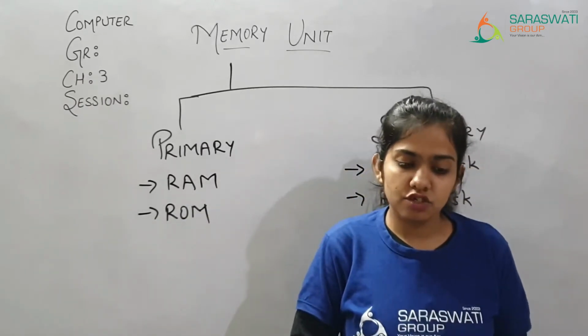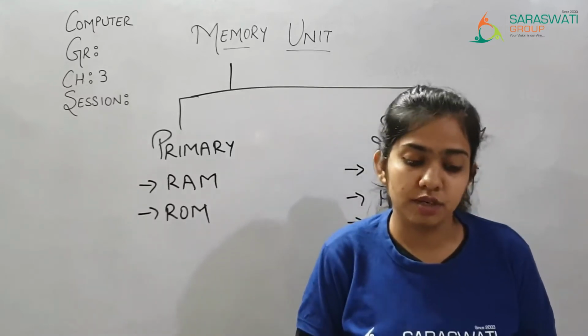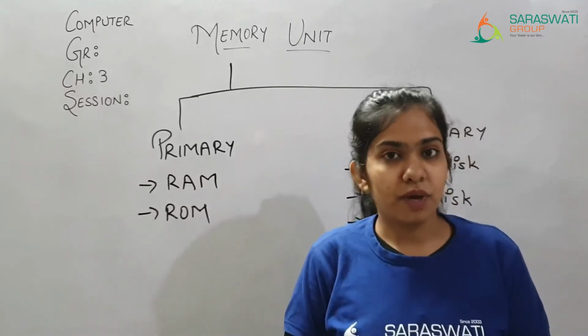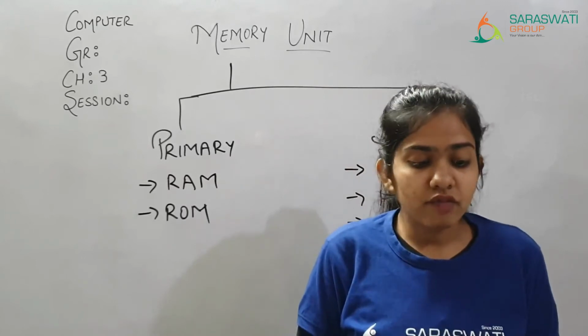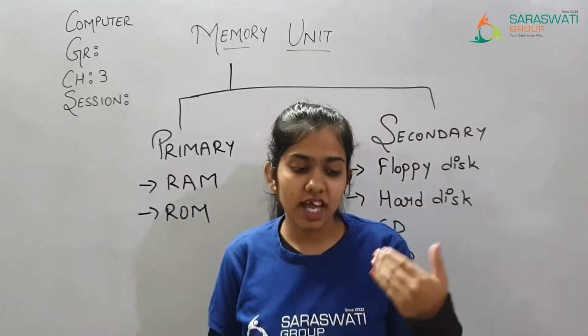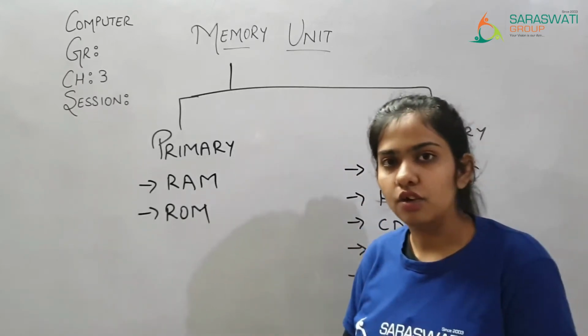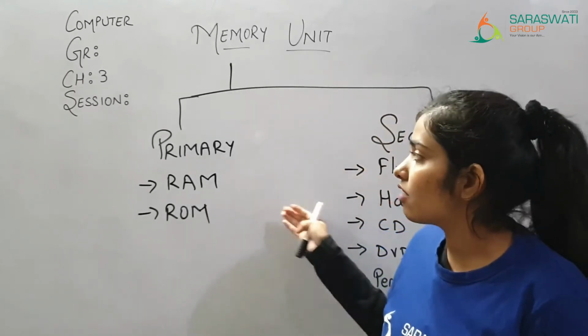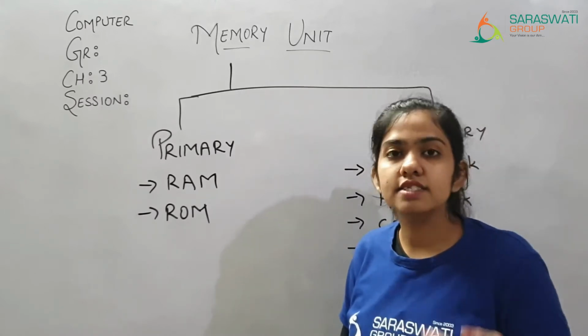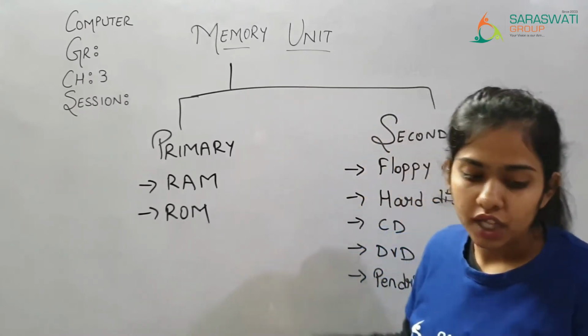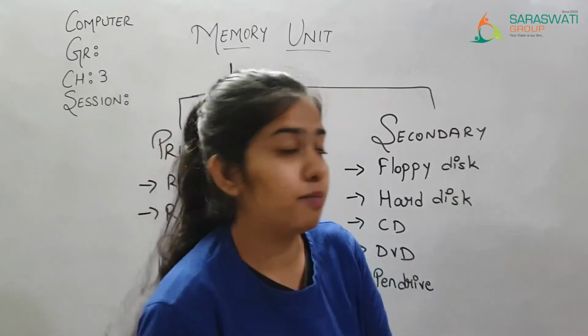It contains the instructions of programs that help in booting the system, checking the peripherals, etc. Peripherals means the devices which are attached with the system, that is input, output and processing, right? Now we have learned about primary memory and its types, that is RAM and ROM. Now we are moving towards the secondary memory.